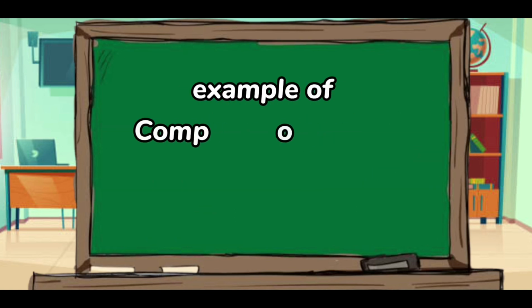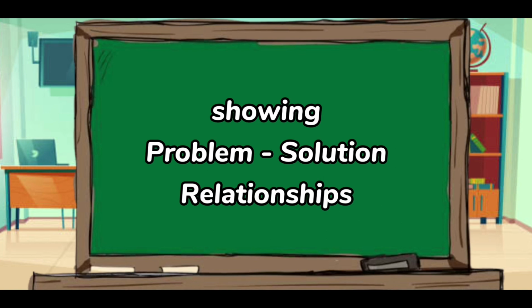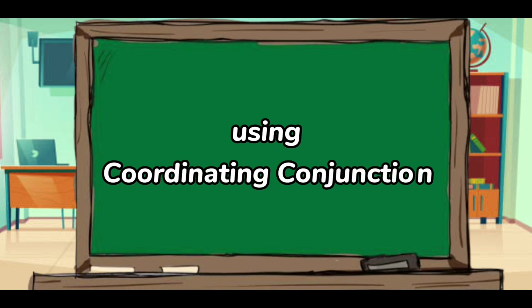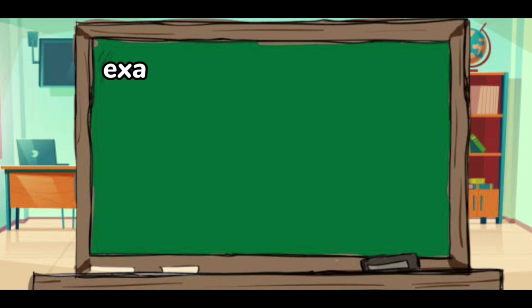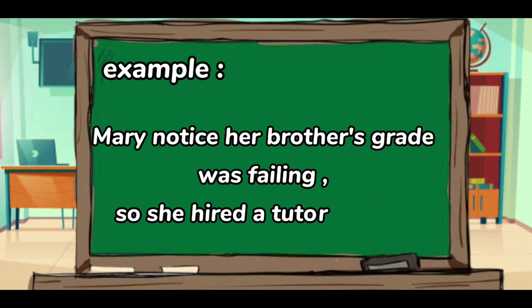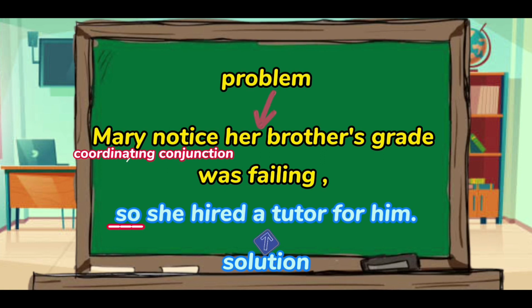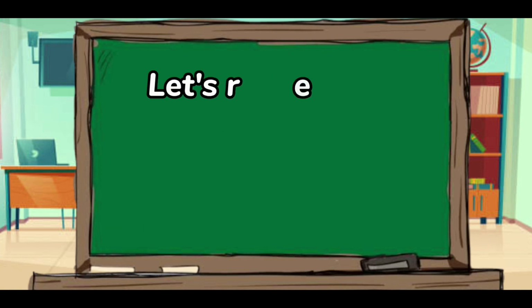Here is an example of a compound sentence showing the problem and solution relationship using a coordinating conjunction. Mary noticed her brother's grade was failing, so she hired a tutor for him. The problem: Mary noticed her brother's grade was failing. We use so as the coordinating conjunction to connect the two sentences, and the solution: so she hired a tutor for him. Let's remember this.